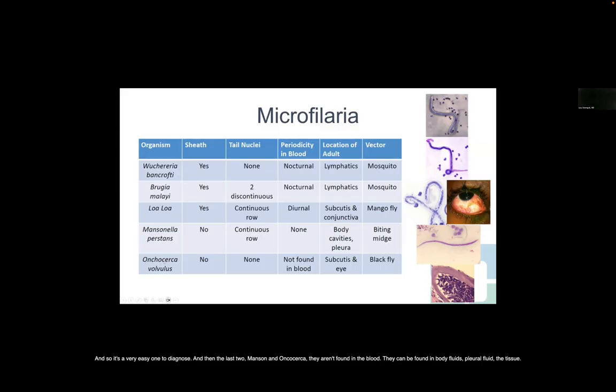And then the last 2, Mansonella and Onchocerca, aren't found in the blood. They can be found in body fluids like pleural fluid, or in the tissue, and they can cause onchocercomas, which is shown here. Or, this microfilaria was found in a pleural cavity.